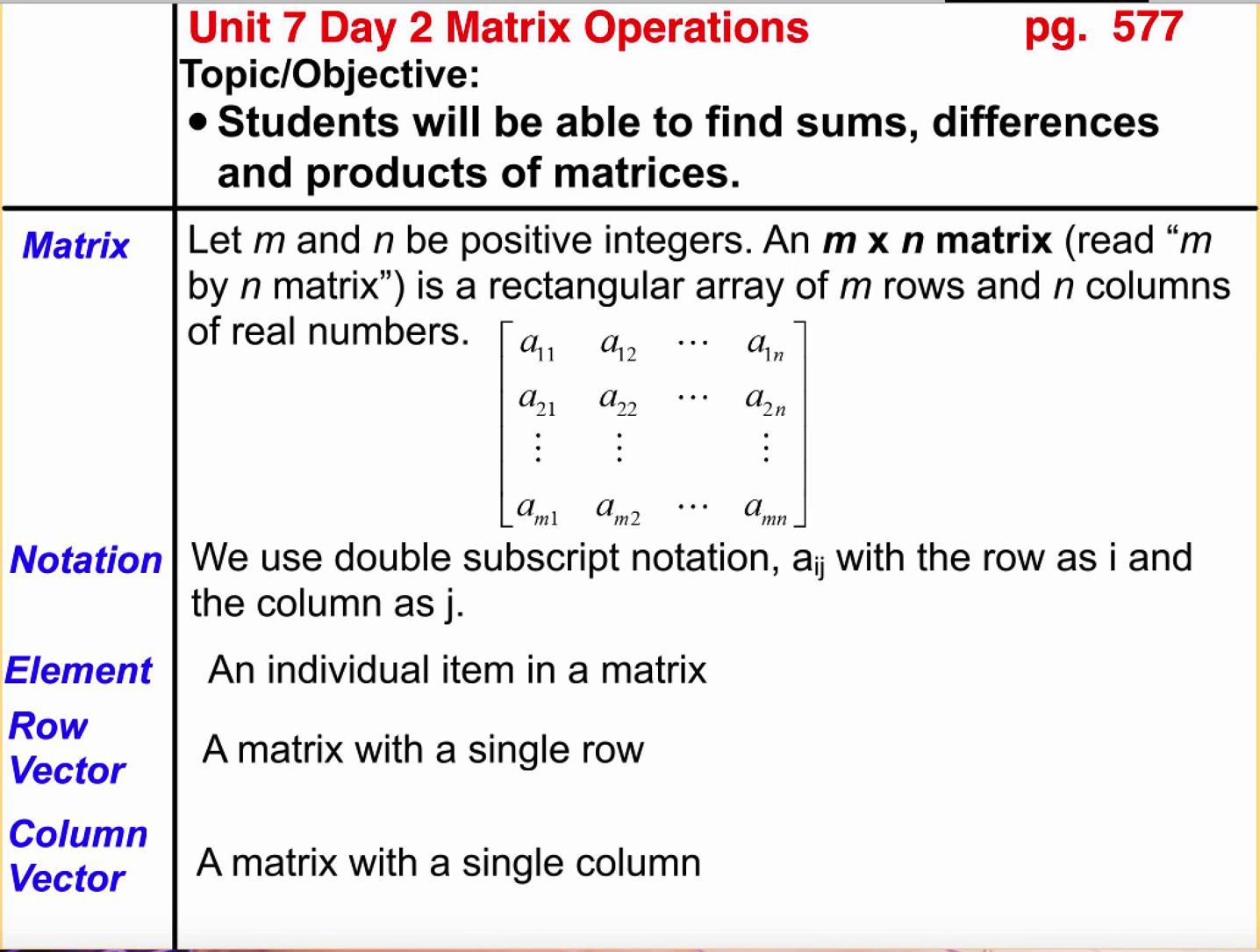Let's start off by defining what a matrix is. If we have an M by N matrix, it's basically telling you how many rows and columns there are. So we'll let M be the number of rows and N would be the number of columns. So what we see here is a matrix that has some number of rows and then some number of columns.